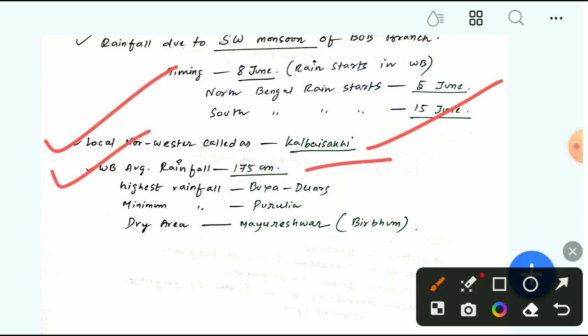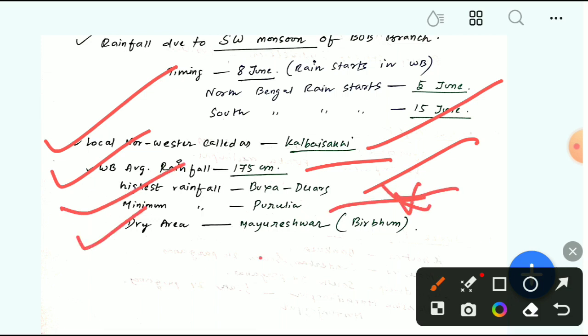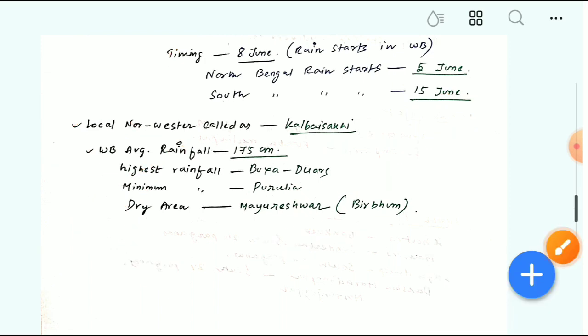West Bengal average rainfall is 175 cm. Highest rainfall is in Dooars, and minimum is in Purulia. Important: minimum is Purulia and maximum is Dooars. Dry area is Moyrakhi, that is in Birbhum area.